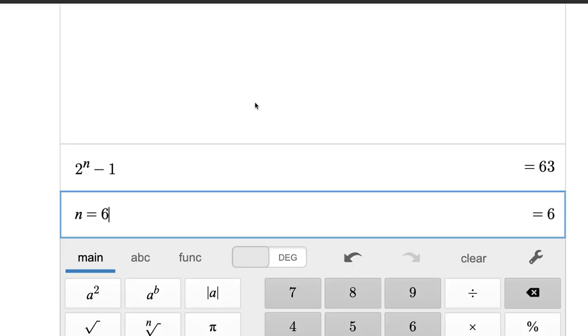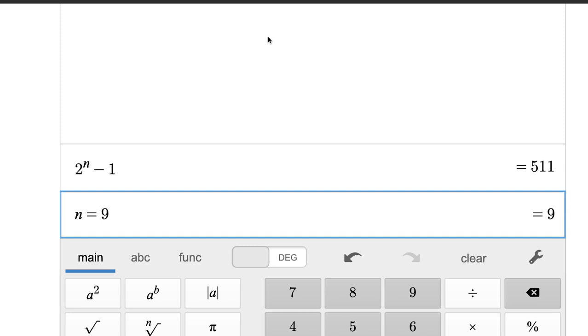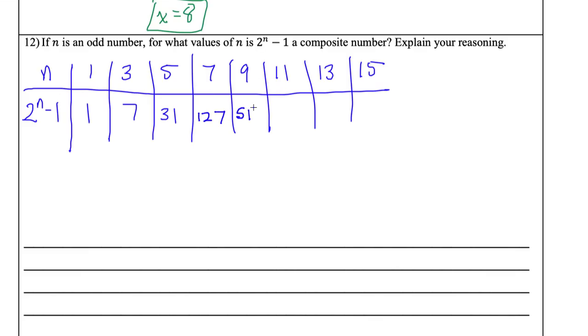Oh, wait. Oh, no, I plugged in 6. Darn it. 127. That's still a prime number. Oh, 127. No. Okay, well, maybe 9 will work. 511. Is there a quick way to figure out if it's a prime?